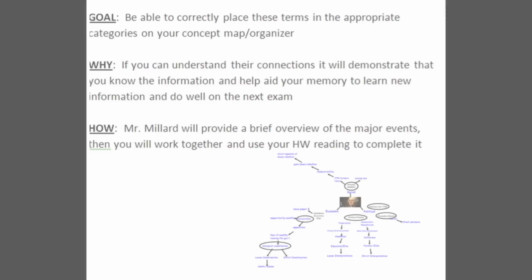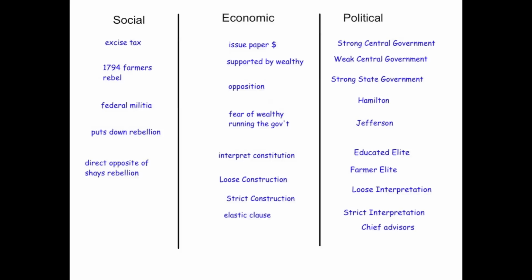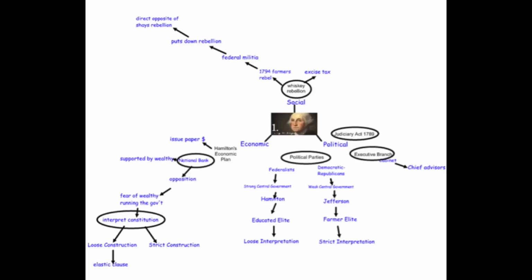All right, our goal for using concept maps is to be able to correctly place terms in the appropriate categories on your concept map organizer. It shows relationships and gives us the bigger picture of what we are learning about. Here would be a bunch of terms that maybe you pulled out of a unit you're learning. Here's an organization system: social, economic, political. There are many of those. Different ways you could do it: foreign, domestic, any major topics. And here's what a full concept map would look like.